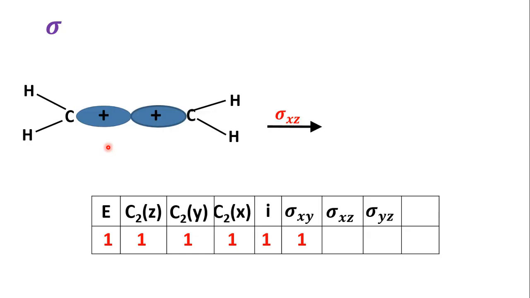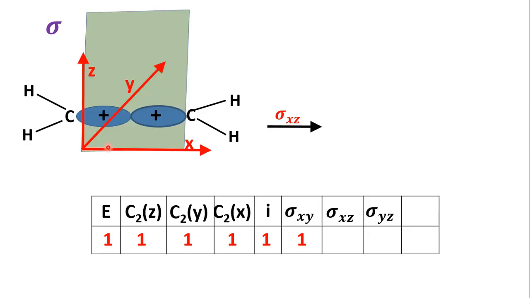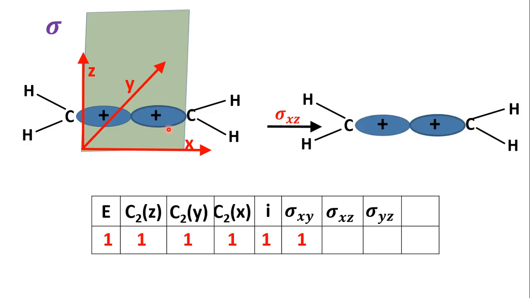When you do the reflection about the sigma xz plane, that is the plane cutting through the two lobes perpendicular to the molecular plane, and the signs are unchanged, the operation is symmetric, and we get the value as 1.